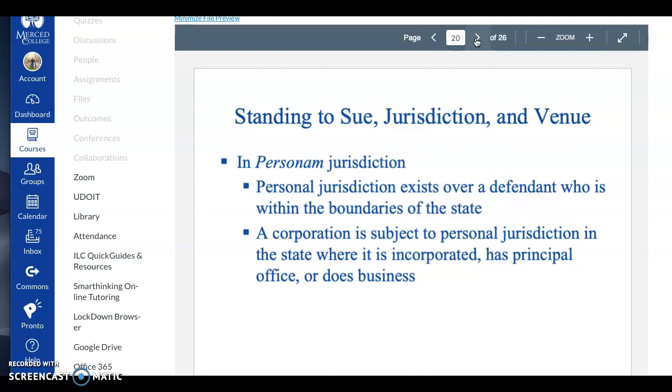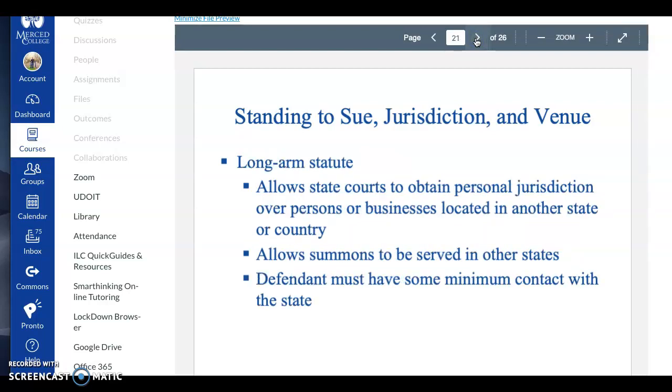A corporation is subject to personal jurisdiction in the state if they were incorporated there, have a principal office, or do substantial business within their borders. We have what's called a long-arm statute. This allows a state to have jurisdiction over a particular person or business if they're doing substantial business or they come into contact with the state a lot. They must have minimum contact. So Amazon makes money in every state in the United States. We could sue Amazon using a long-arm statute, even if they don't have a principal place of business in the state, because of how much money they make doing sales within the state.